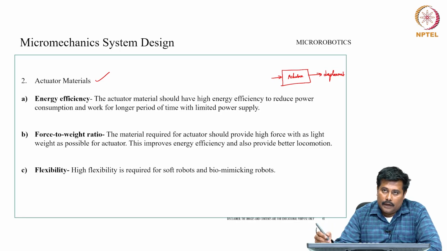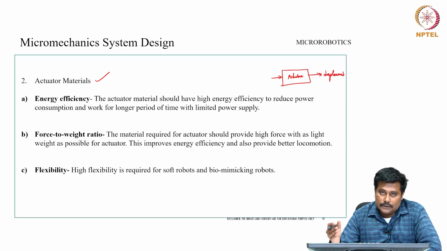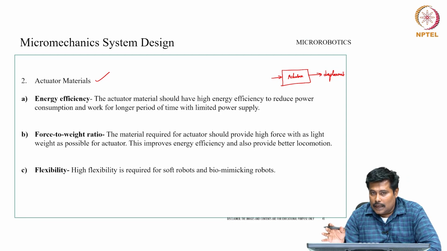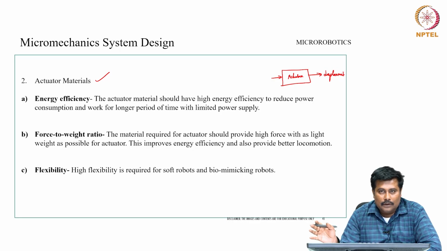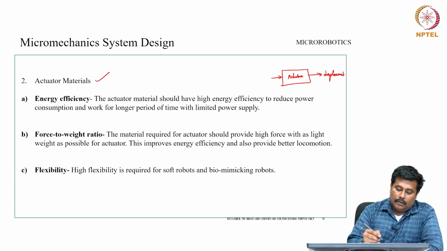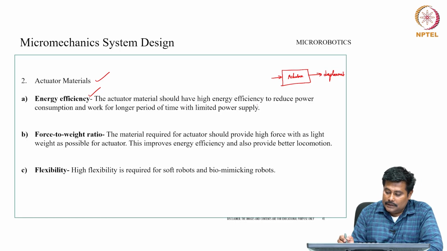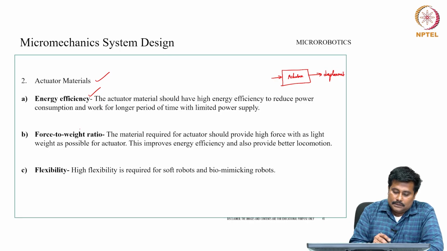Now when we try to talk about these kinds of actuators for a micro robotic system, we need to consider certain parameters which will fit the requirement of microrobotics or cater to the functionality of microrobotics and application of microrobotic systems for different applications. One of the important parameters is the energy efficiency. The actuator material should have a high energy efficiency to reduce power consumption and work for a longer period of time with limited power supply.